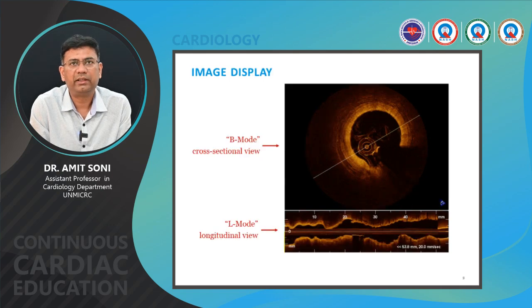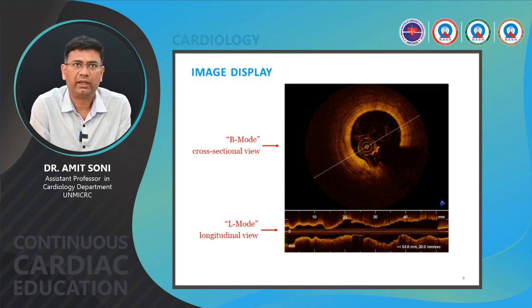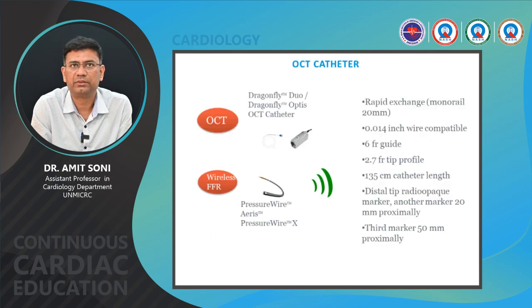Imaging displays the cross-sectional view and the longitudinal view. The cross-sectional view is also known as V mode, and the longitudinal view is known as L mode. You can see the picture of a vessel in OCT in cross-sectional and longitudinal views.